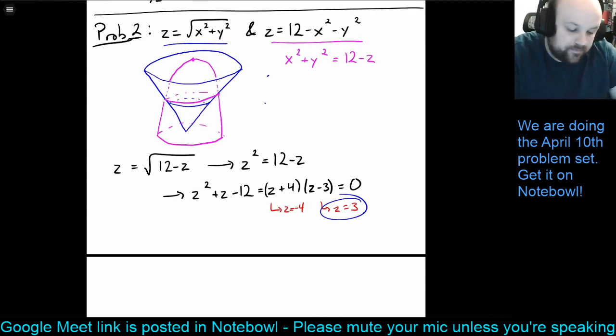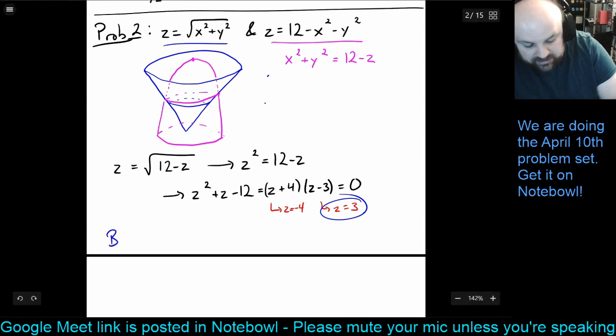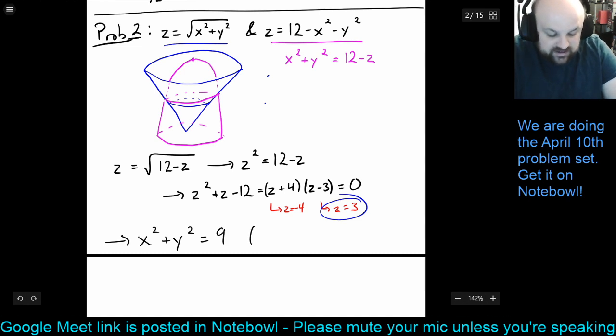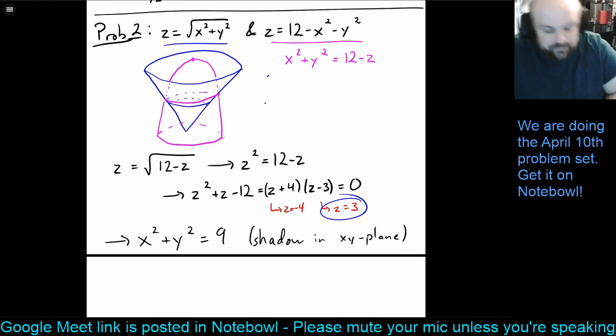So if we plug that into either equation here, what we're going to find out is the boundary is x squared plus y squared equals 9. Right, so this is going to be the shadow in the xy plane. Okay. So now we kind of have an idea of what the shape looks like.